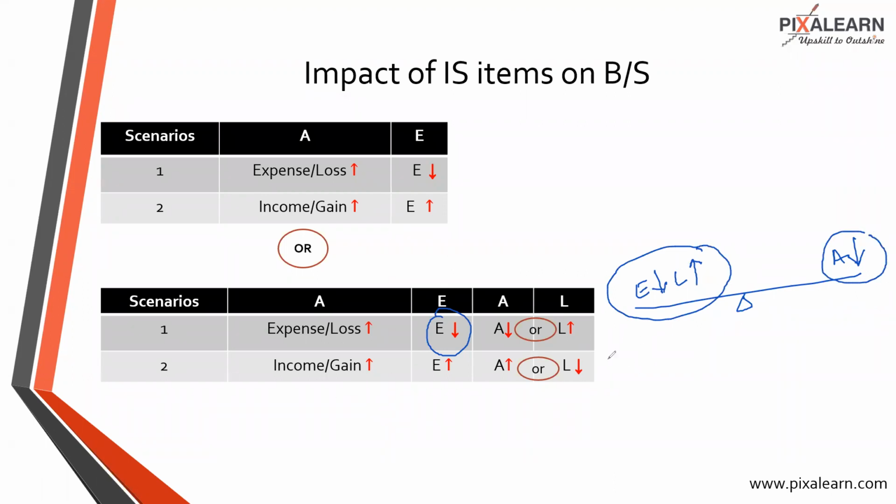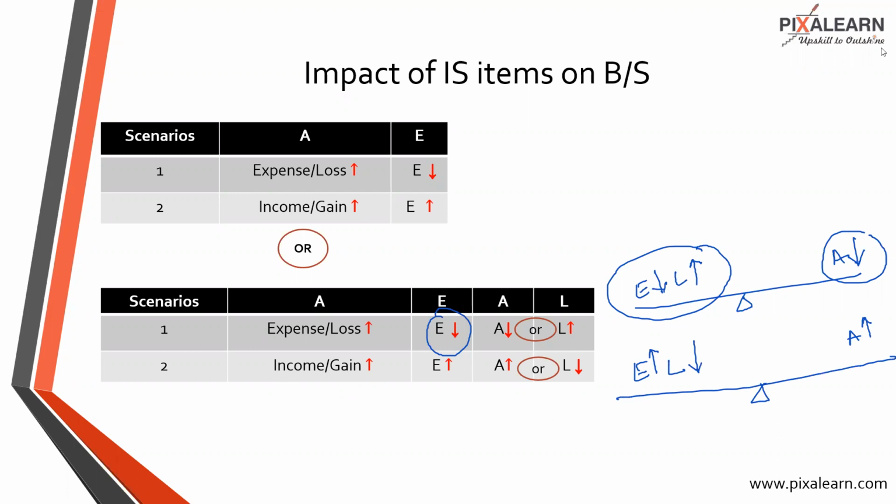If I extend the same analogy to the gains, if there is a gain or an income or the revenue that the business generated, this increases my equity. And if my weighing scale has to balance, then either on the opposite side the asset has to go up, or on the same side the liability has to come down. Unless and until this happens, the balance sheet equation will not hold.